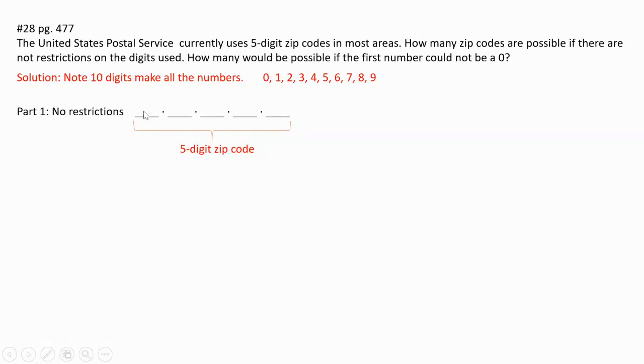5-digit zip code. So how many can go here with no restrictions? It's going to be 10 can be in the first choice. 10, 10, 10, and 10. You multiply them out, which would be 100,000.